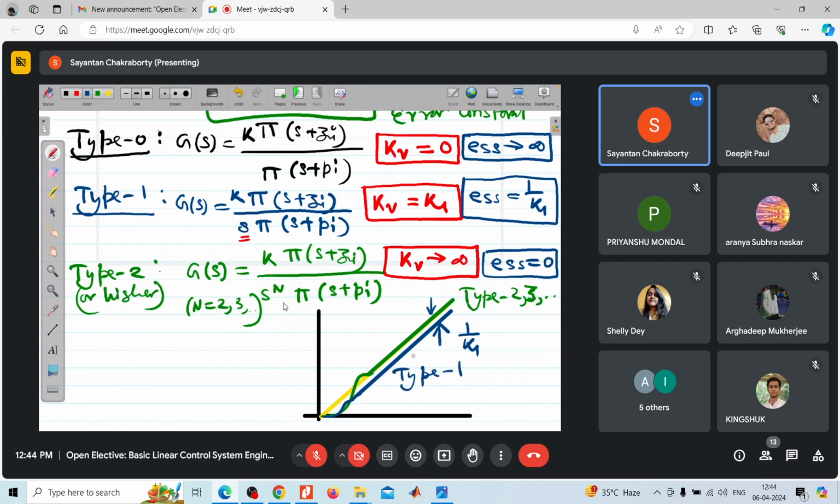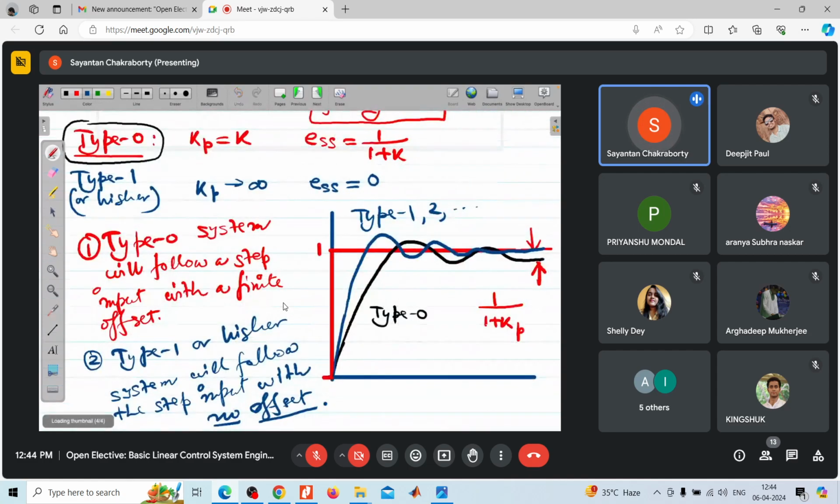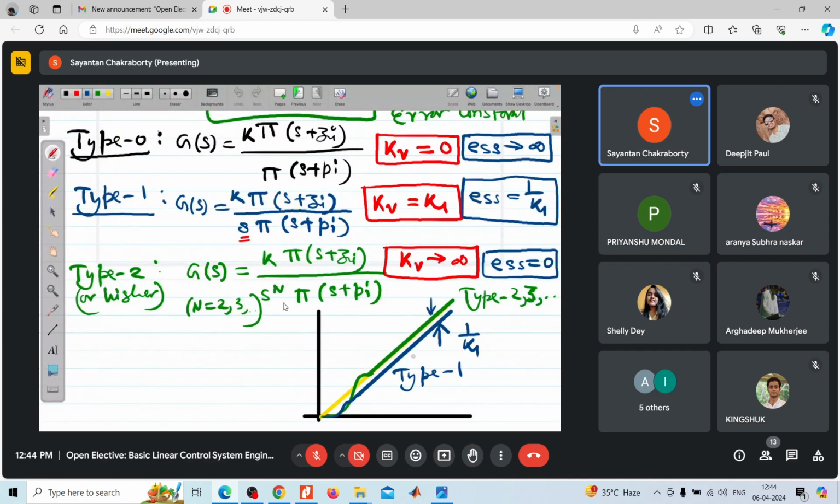You cannot infer anything about the type 0 system. Can you say what the type 0 response will be? It is completely unspecified. You remember this point: whenever the ESS becomes infinity, you do not have any idea. This method doesn't convey any idea regarding the nature of the response. Otherwise, you understand that it will follow with a steady state error, or it will follow perfectly. Like in the previous case also, for type 0 there will be an error, for type 1 the error will not be there. That means the steady state value will follow the reference input. You know the nature of the response. But in this case, you cannot say anything because not enough information is there, right?